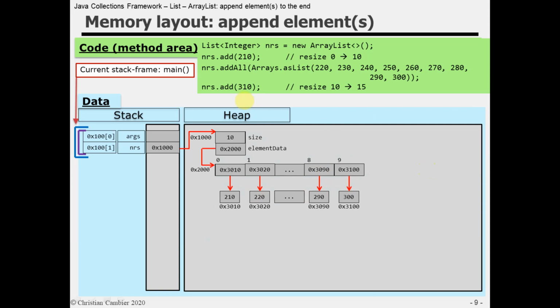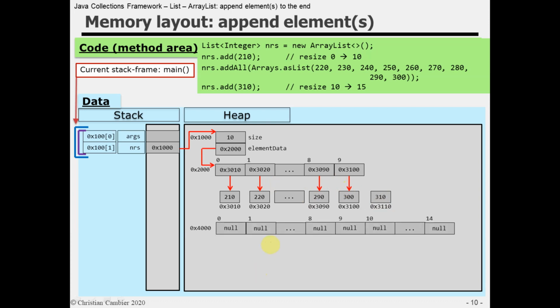We first create a wrapper Integer object holding the value of 310 at this fictional address. Now, since the internal array is full, it'll have to grow again. Since an existing array cannot be extended, as already said, an entirely new array will be created once more, this time with a capacity of 15 elements. So index 0 to 14, 15 elements, and elementData will refer to that new array.